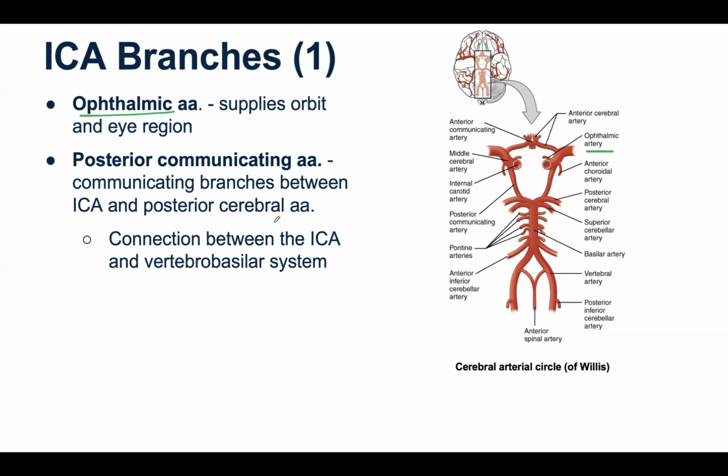Another more distally located branch is going to be the posterior communicating artery. This artery serves as a connector between the ICA and the posterior cerebral artery, which is a branch of the basilar artery formed by the union of the vertebral arteries. So in essence, this little artery, the posterior communicating, is going to be the main connection between the ICA and the vertebrobasilar system. So it's an important part of the cerebral arterial circle.